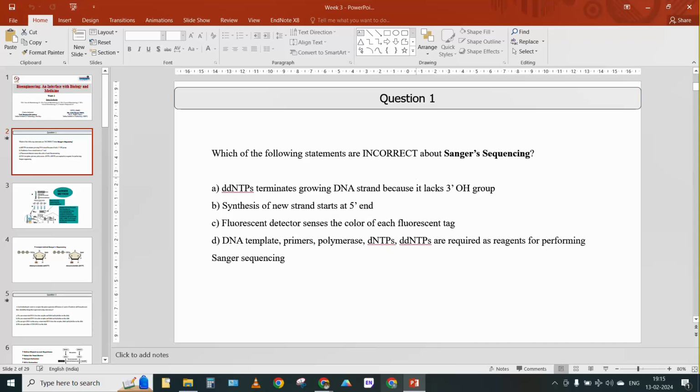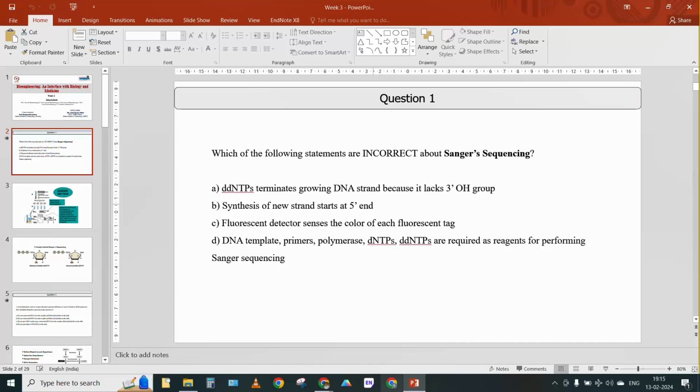Okay. And what about option B? Actually, the orientation will be from 5' to 3' of the template strand. So I think option B may be right. And option A is incorrect. It does terminate the growing DNA strand because it lacks the 3' OH group. Acha, okay. So here statement two is the incorrect statement.